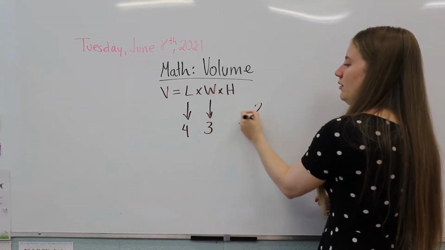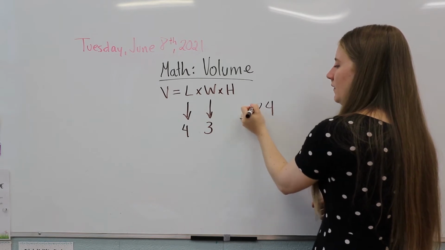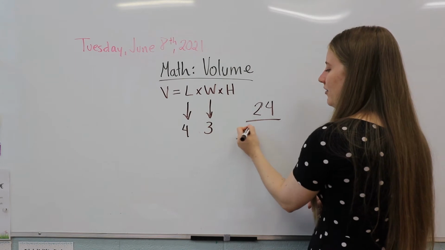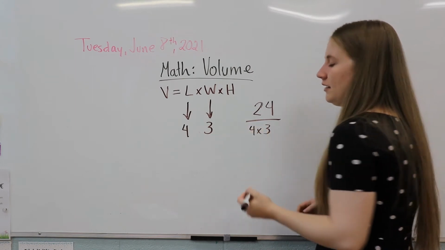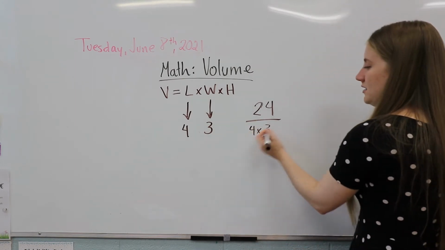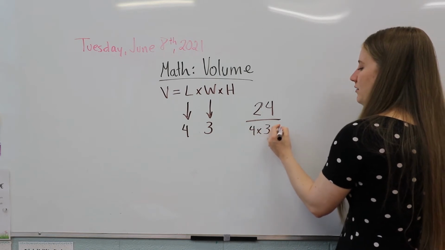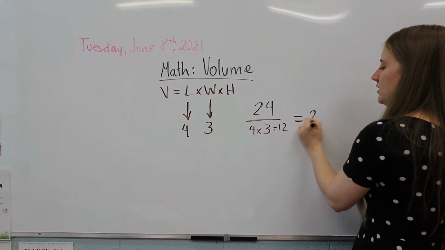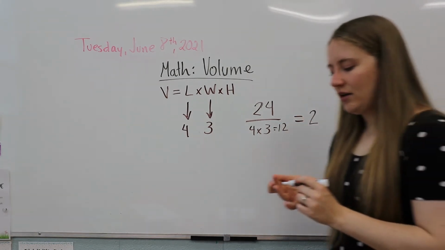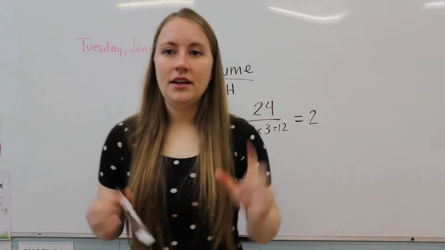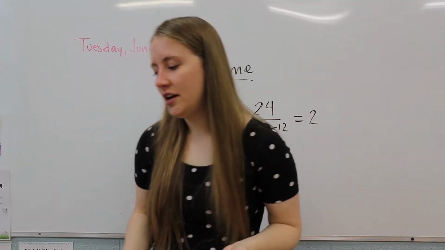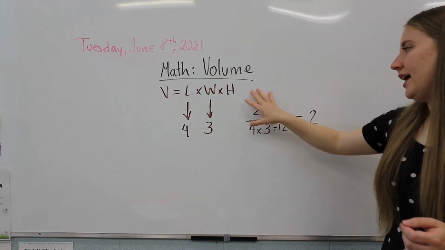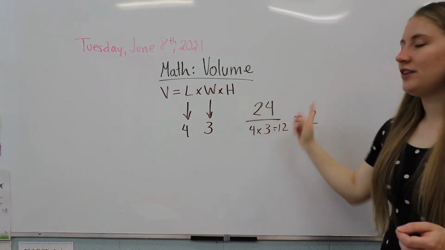So we know that our volume is 24, and we could divide this by the length and width that we've been given, 4 times 3, okay? And so we know that 4 times 3 equals 12, and 24 divided by 12 equals 2. So that is actually how we are able to find the height when we aren't sure what it is. We can take what we know, the length and width, and the volume, and we can divide them, okay?